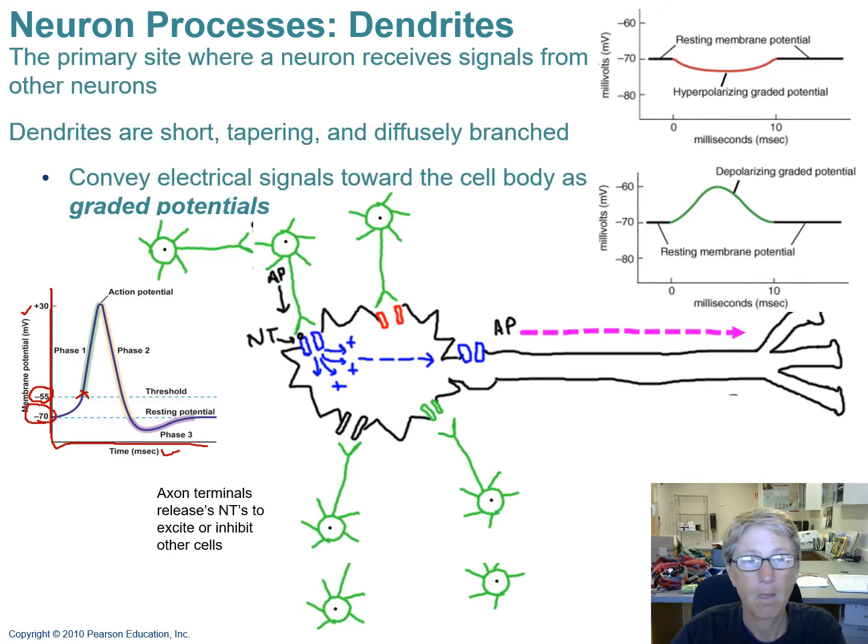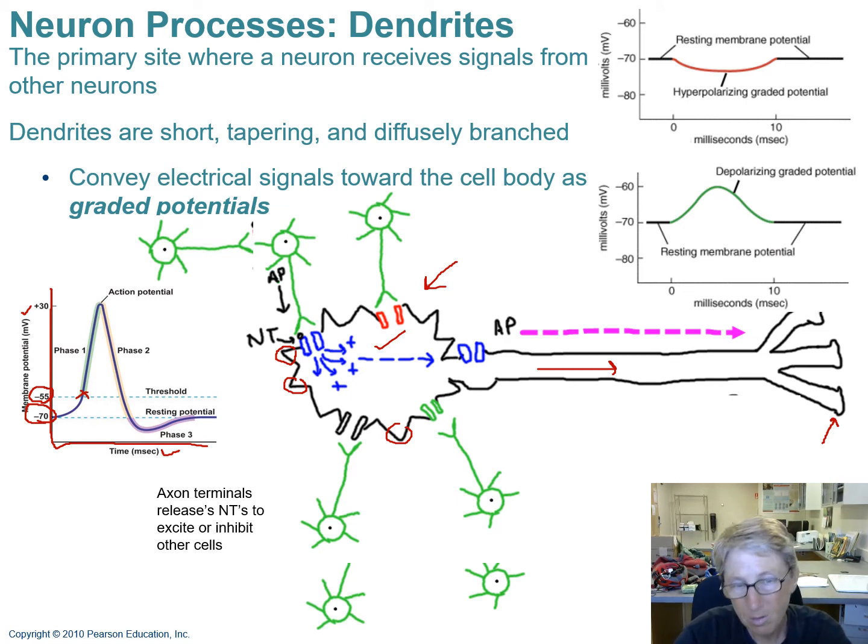Okay. And then this is my cartoon, as you can tell right here. This is a cartoon of a neuron. So here's the cell body. Here's the axon. Here's the axon terminals. And then these little spiky projections right here, those are the dendrites. And it says that the dendrites are the primary site where a neuron receives signals from other neurons.